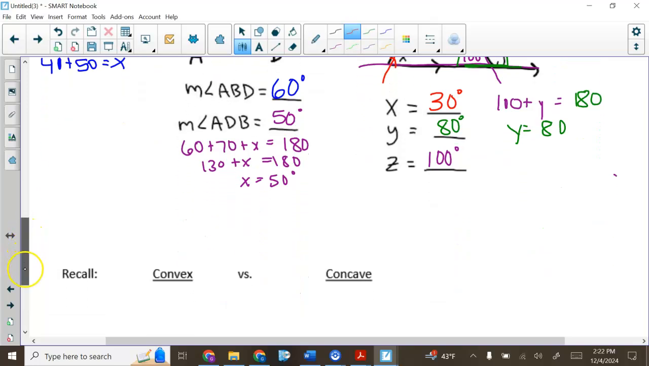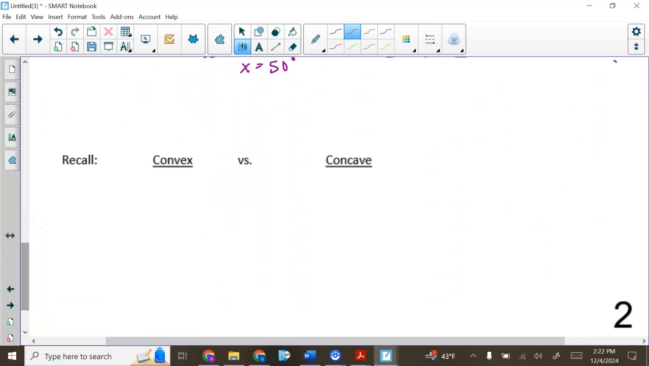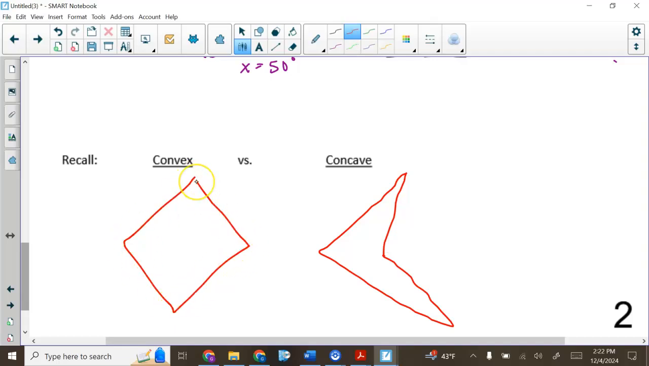All right, another little thing to refresh, convex versus concave. Concave, I think, is the easy one. That's where it goes in. Your shape caves in. Convex is where your shape stays out. Okay? My stylus isn't working great, so sorry about the jagged lines, but it should be straight lines there. All right, let's go to the next page, page 3.